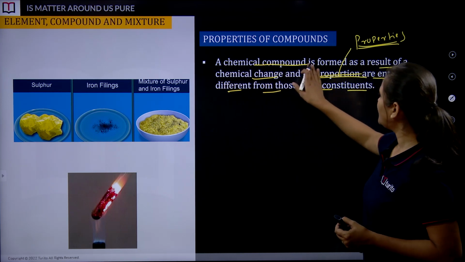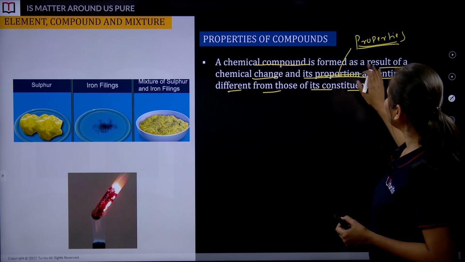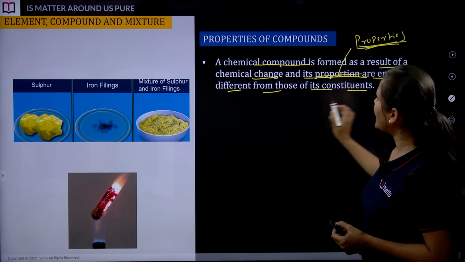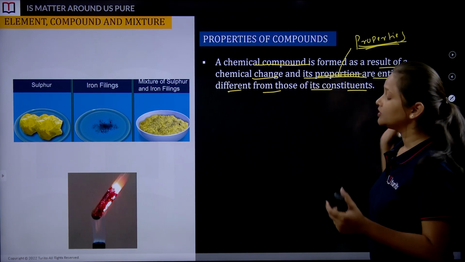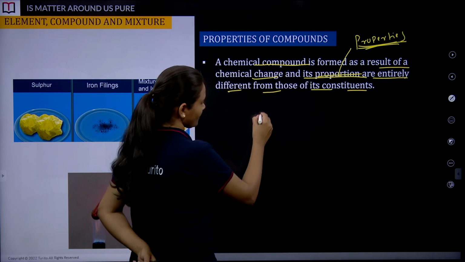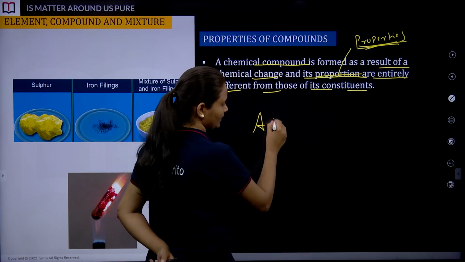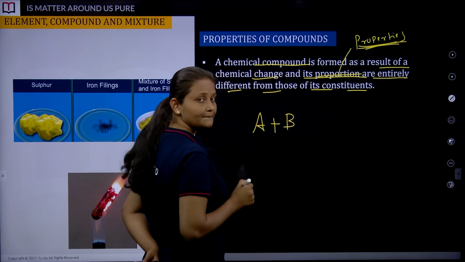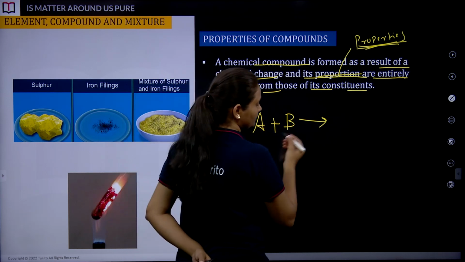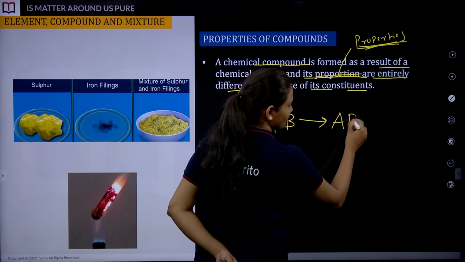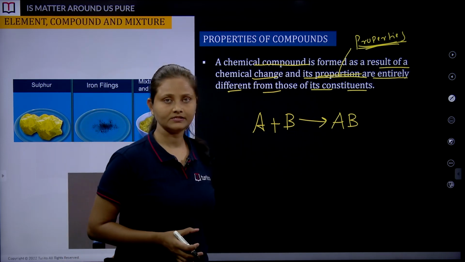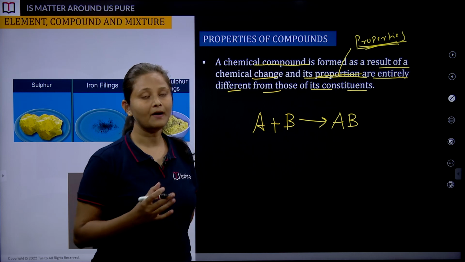Now again let's read it. A chemical compound is formed as a result of chemical change, and its properties are entirely different from those of its constituents. What happens? Try to understand here. We are having substance A or element A reacting with B. It is also a substance or any other element. Both are going to react to give you a compound. Do you all agree with this? Chemical change happens, chemically they are going to get combined.